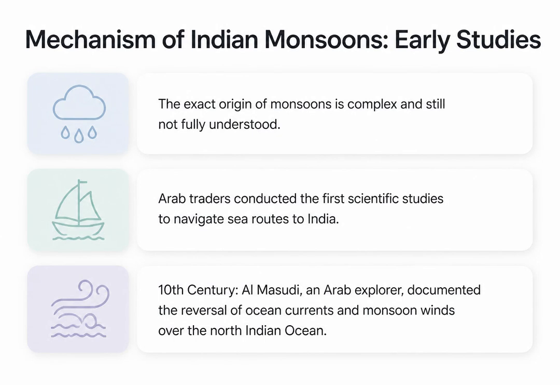Now that we understand the impacts, let's look at the mechanisms. How exactly do these monsoons form? The truth is, the complete origin is incredibly complex and still being researched. Historically, Arab traders were the first to study these winds scientifically, as their livelihoods depended on using these seasonal winds to sail to India. As early as the 10th century, the Arab explorer al-Masudi provided detailed accounts of how the ocean currents and winds completely reversed over the North Indian Ocean.